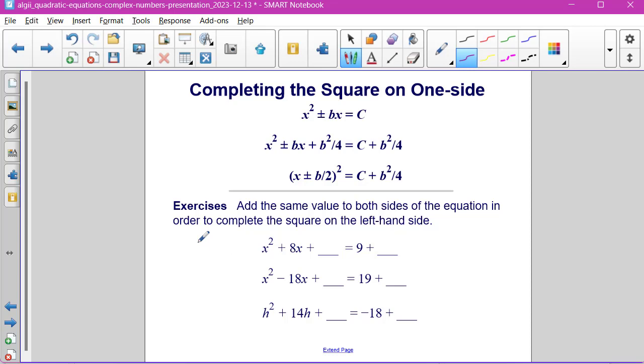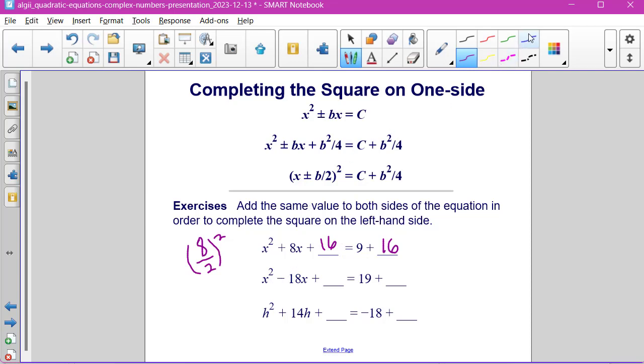So we're going to take 8, our b value, divide it by 2, and square it. So 8 divided by 2 is 4, and 4 squared is 16. And whatever we add to one side, we have to add to the other. And we could factor this if we needed to. It would be (x + 4) quantity squared.